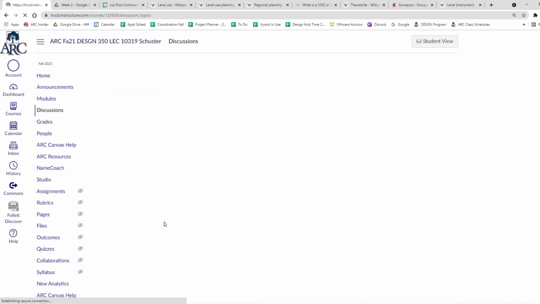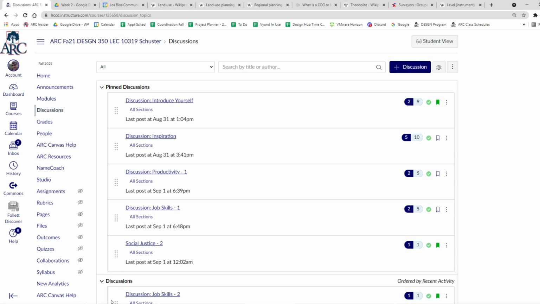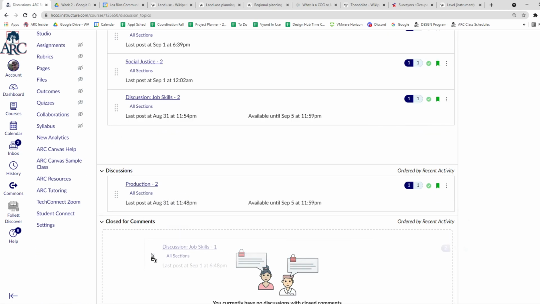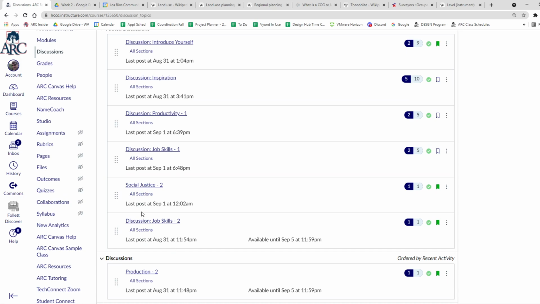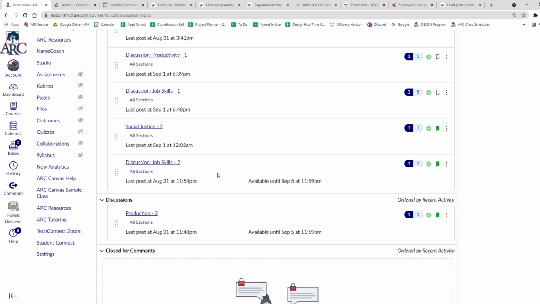Where are they, my discussions. Oh my gosh, I didn't put these up into here. Let me move these up into here. They should be in the pinned part, and these ones should be down here. I don't know why those aren't moving for me. I'll go change those ones in a little bit.